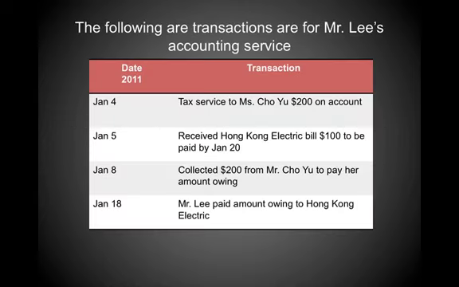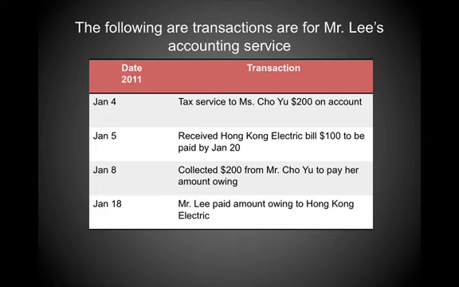These are the following transactions for Mr. Lee's accounting service. On January 4, 2011, Mr. Lee pays tax service to Ms. Cho Yu $200 on account. And on January 5th, Mr. Lee receives a Hong Kong Electric bill of $100 to be paid by January 20th.